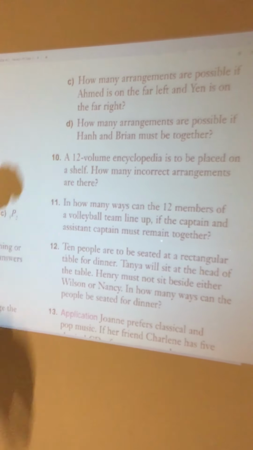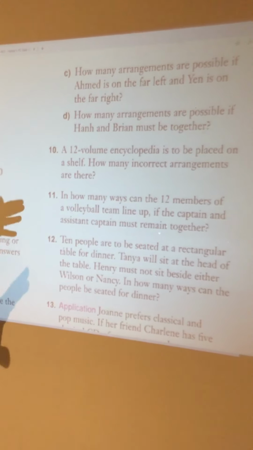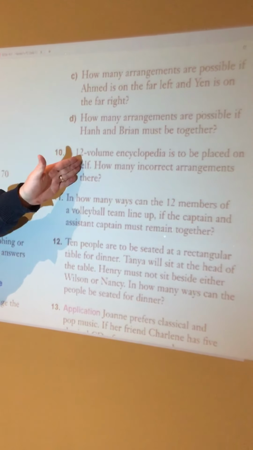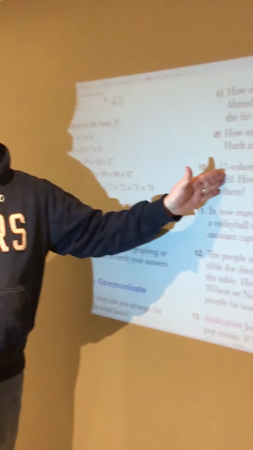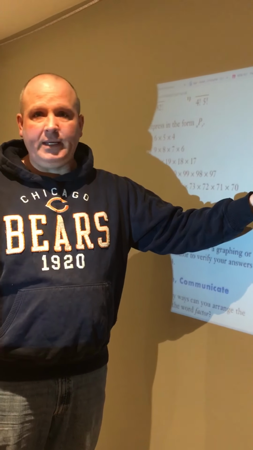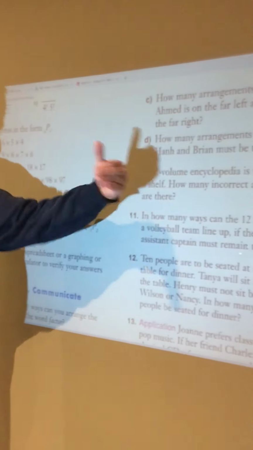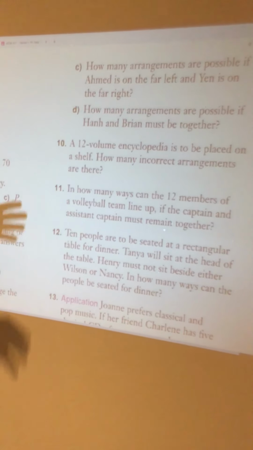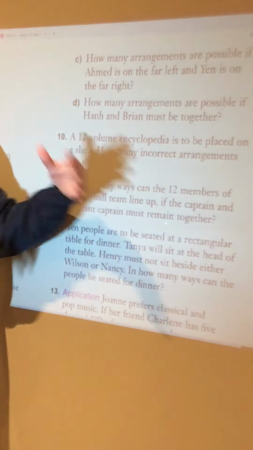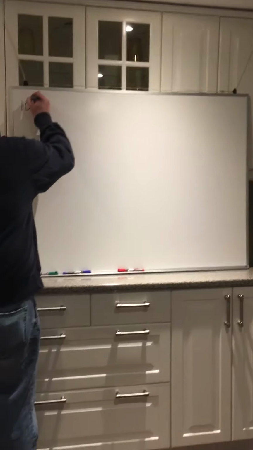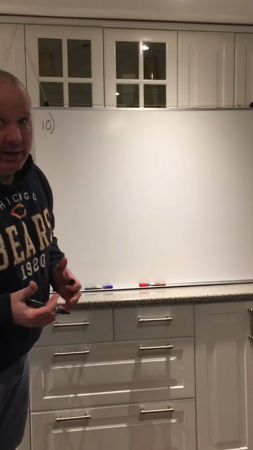So, a 12-volume encyclopedia is to be placed on a shelf. How many incorrect arrangements are there? First of all, you've got 12 elements. Okay, 12 volumes of encyclopedias, they're all different. If you don't know what an encyclopedia is, ask your parents. They're like books, so you have to arrange 12 books. Obviously if you put one left or right or center, then the position of them is going to be important.